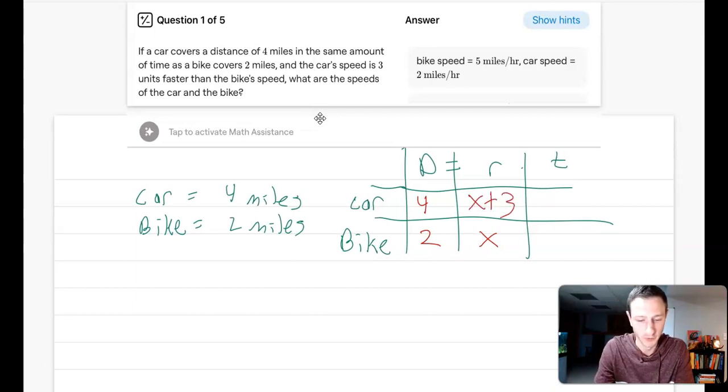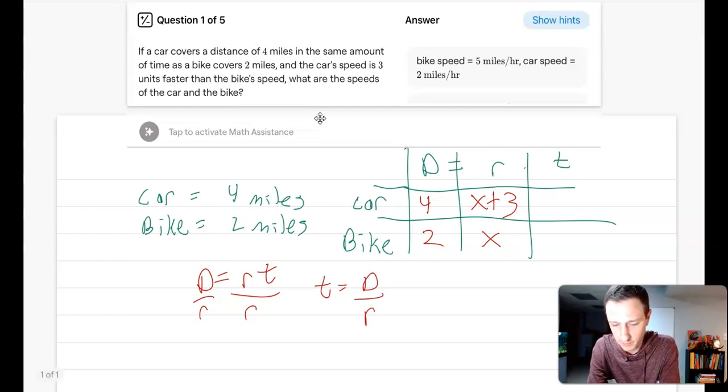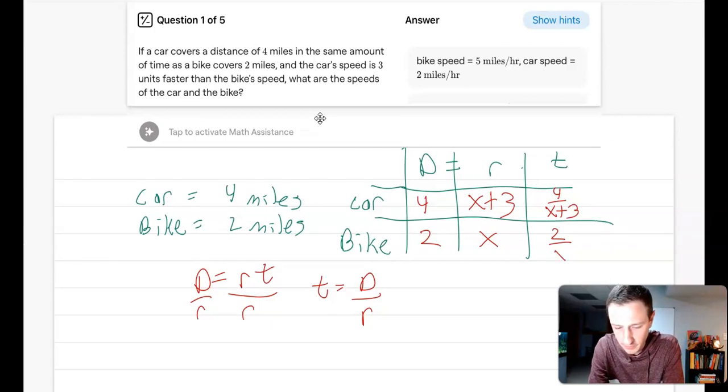And then the time, we don't know, but we do know that it says right here, if a car covers a distance of 4 miles in the same amount of time as a bike covers 2 miles. So times are equal. If we have the formula distance equals rate times time, and I'm not given time, I could just solve for time by dividing by rate. So time equals distance over rate. That means time for the car is going to be the distance of 4 over x plus 3, and the time for the bike is going to be 2 over x.